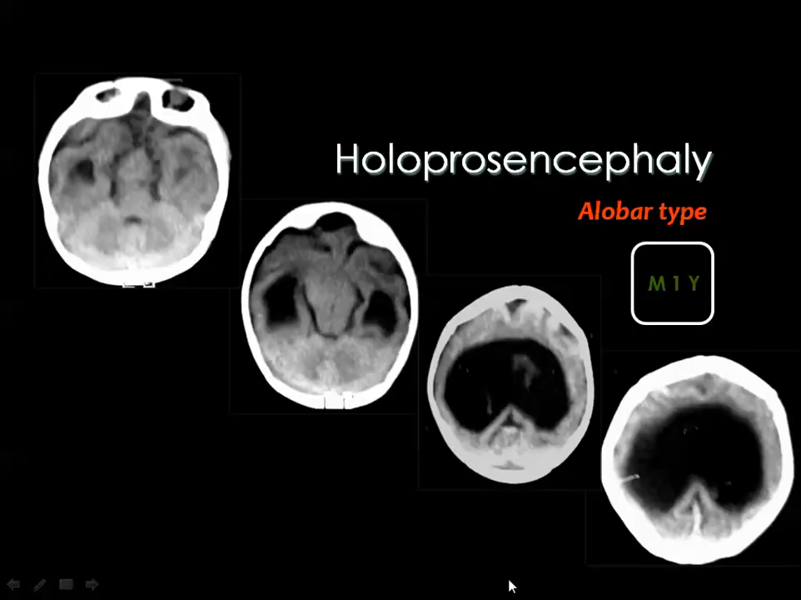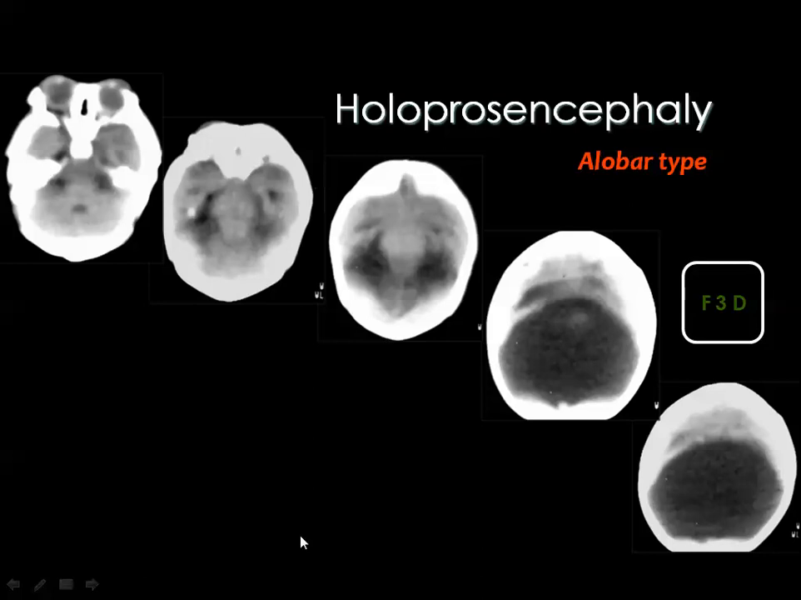And this is another example of alobar holoprosencephaly, where you see a single monoventricle and there is no falx, no interhemispheric fissure. The basal ganglia are small in size and they are usually fused together. The posterior fossa looks in most of the cases normal in appearance.